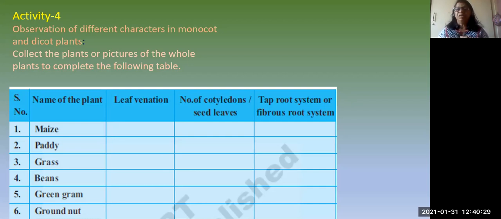Leaf venation, what is the leaf venation? Number of cotyledons, how many cotyledons are there? Is it a taproot system or fibrous root system? Okay. Paddy: leaf venation, cotyledon number, taproot system or fibrous root system. So you go through all this and write down, fill this table. Okay.